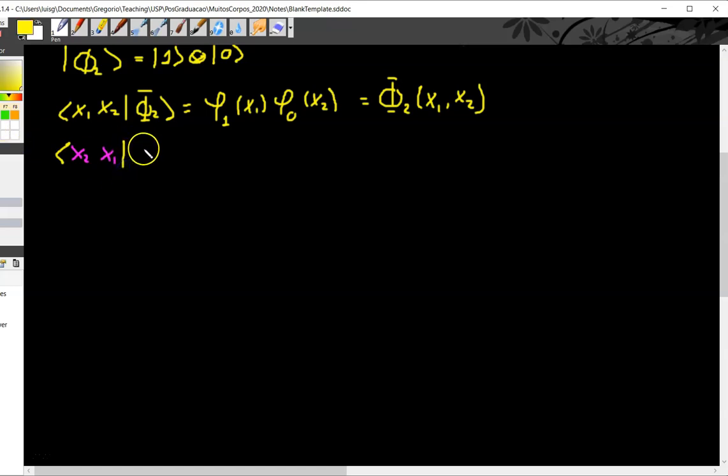And as I mentioned before, I'm perfectly allowed to do that, right? This will give me phi 1 at x2. Notice, this is still particle 1. Particle 1. And phi 0 at position x1. And this is psi 2 with the positions exchanged.